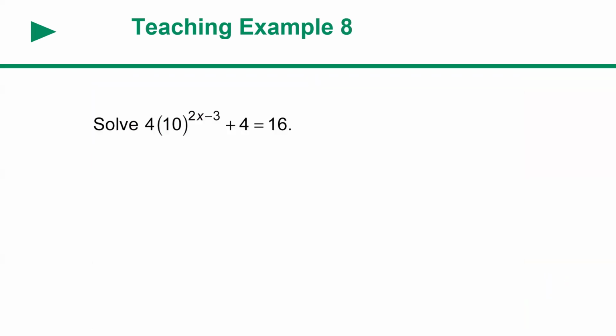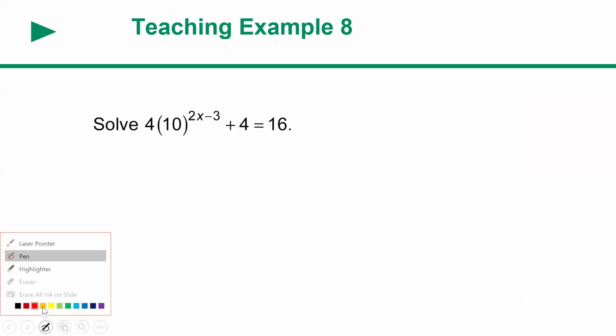All right. Now, let's move on to a multi-step. Okay? Please have your calculators out and ready for someone to actually calculate because I don't know if I'll feel like typing. All right. So we have 4 times 10 to the 2x minus 3 plus 4 equals 16.